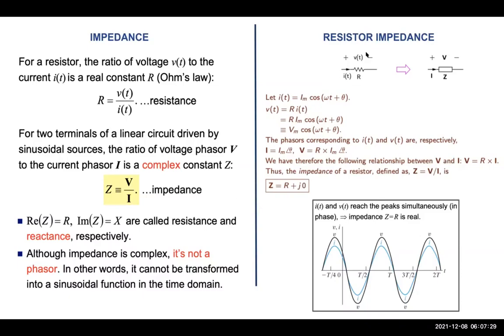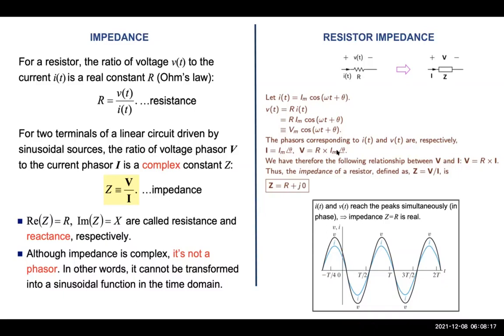Now let's look at the case of a resistor. Let's assume the current going through the resistor is i(t), which is Im times cosine(omega t plus theta). So the voltage will be R times current, so R times Im cosine(omega t plus theta). So the magnitude of that voltage will be Vm and the phase will be theta. And we can write this in terms of phasor as the amplitude R Im, phase theta. As well, we can rewrite the current in phasor domain as Im as the magnitude and phase theta in the angle part.